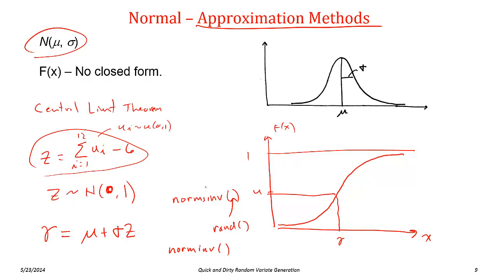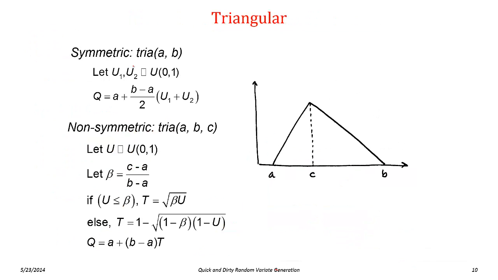So if you have Excel, this is quite a bit easier. If you're doing it programmatically, then the central limit theorem method works quite well also. The next distribution that we're interested in is the triangular distribution. Whoops, looks like my tildes didn't come through, so let me add those in.